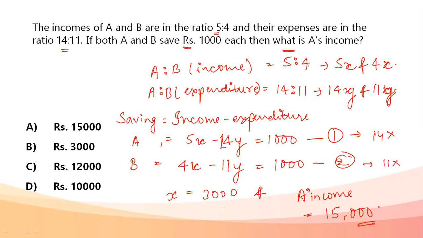Directly you'll have the value of x. X comes out to be 3000. A's income is 5x. 5 into 3000, answer directly is 15,000. My answer is, what is A's income? It is 15,000. Important thing is solving the equation correct.